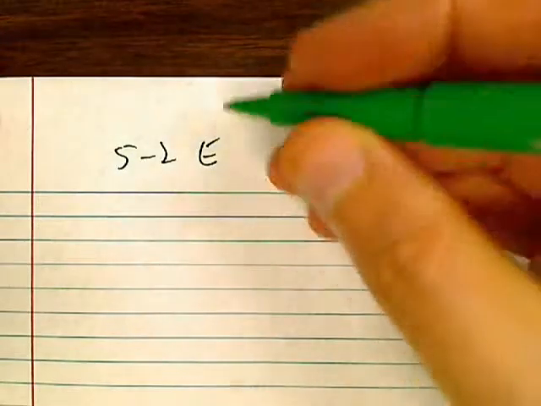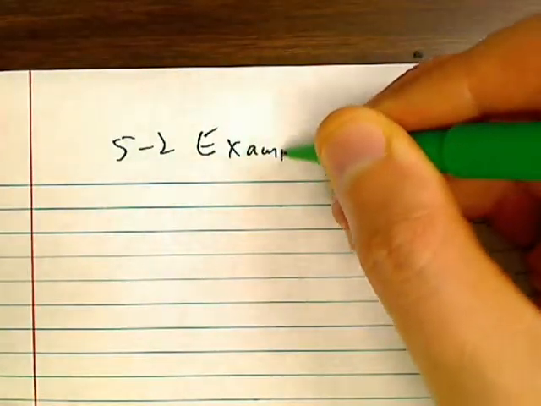All right, let's look at section... Hey, get out of here, you little ant. Let's look at some examples for section 5.2.